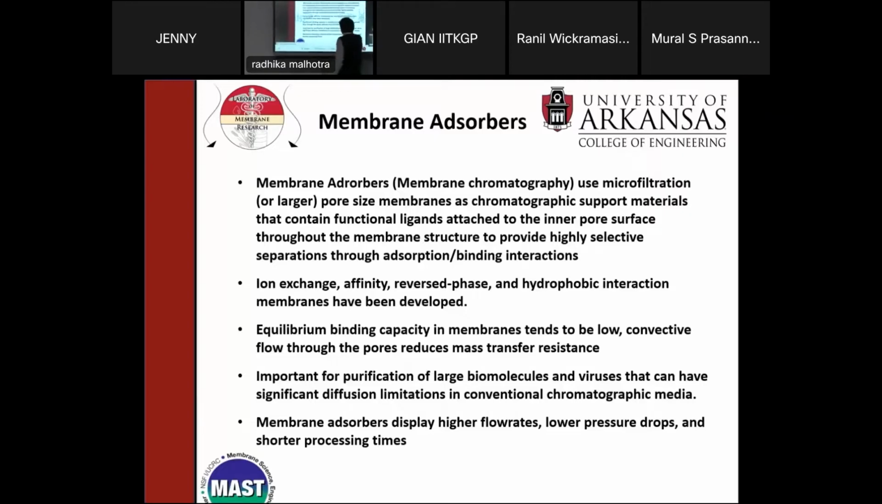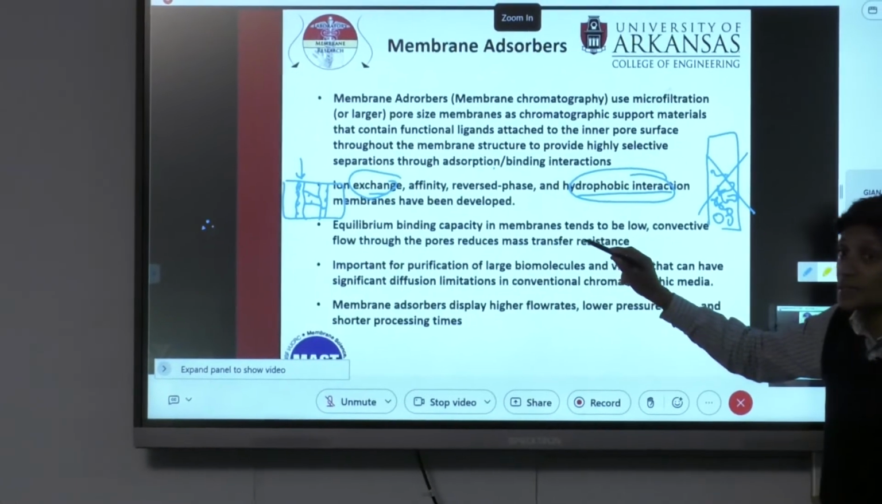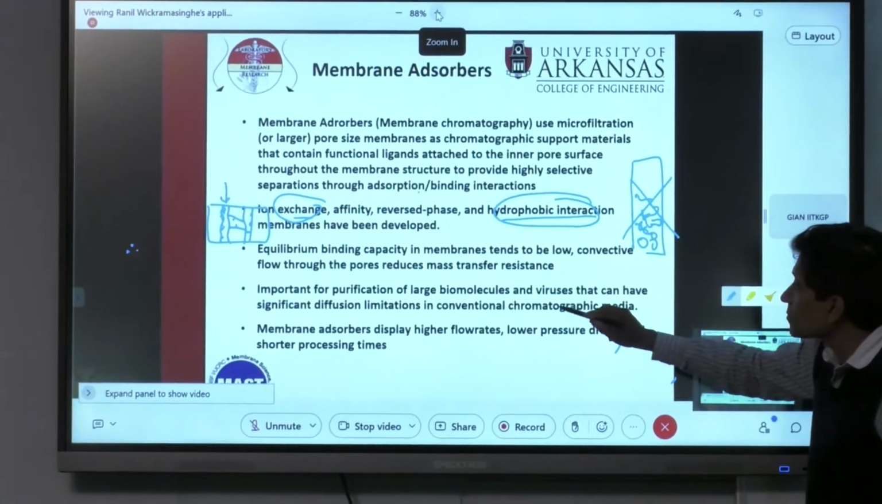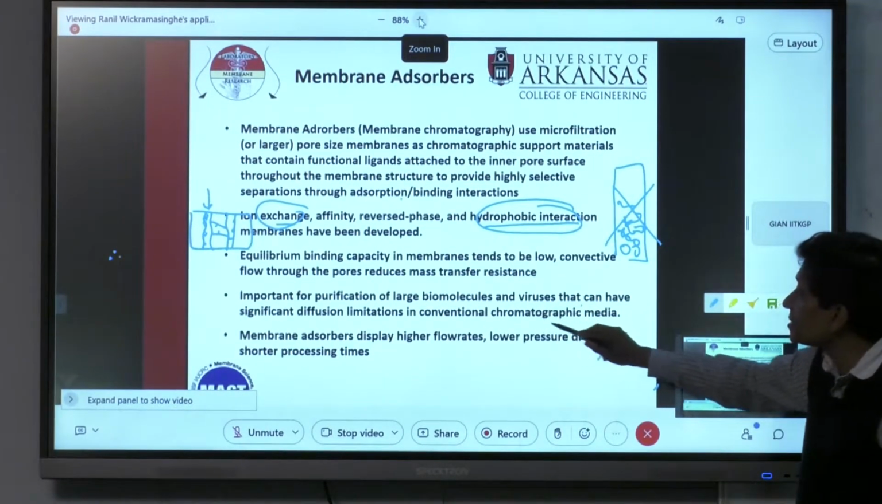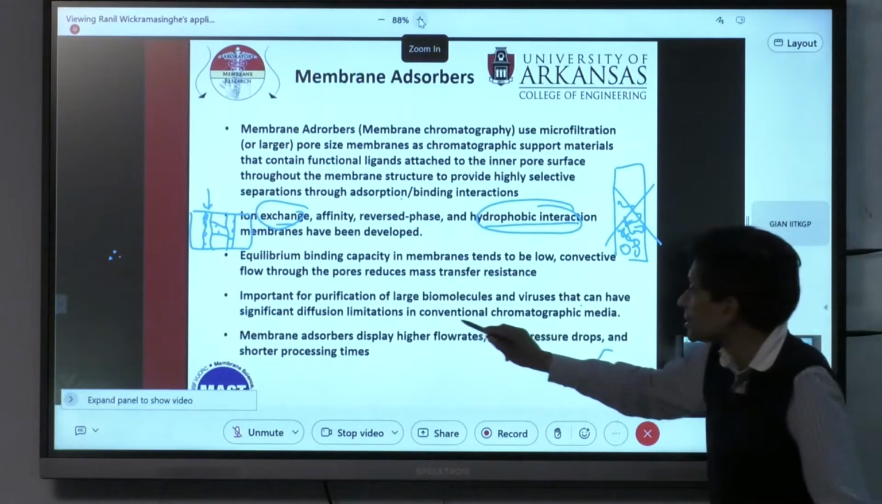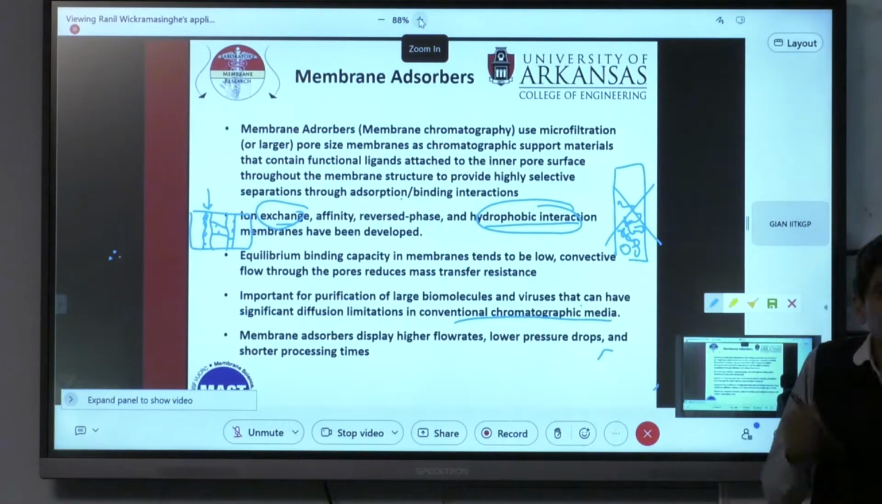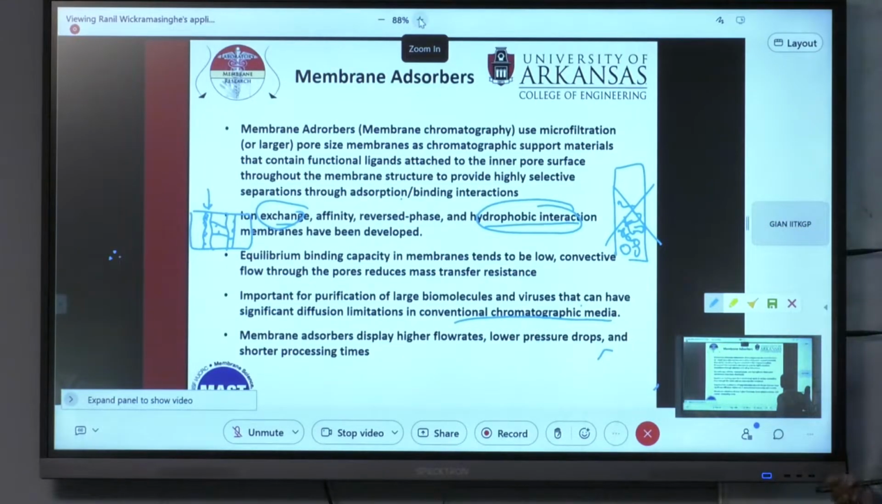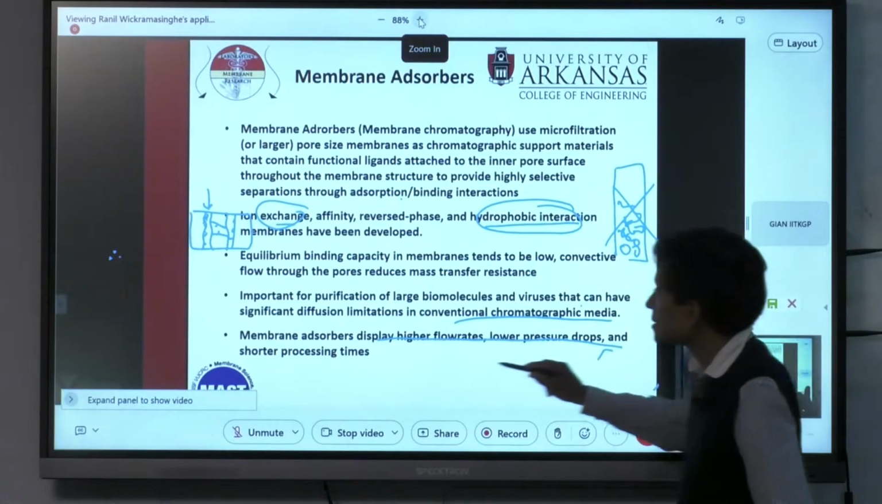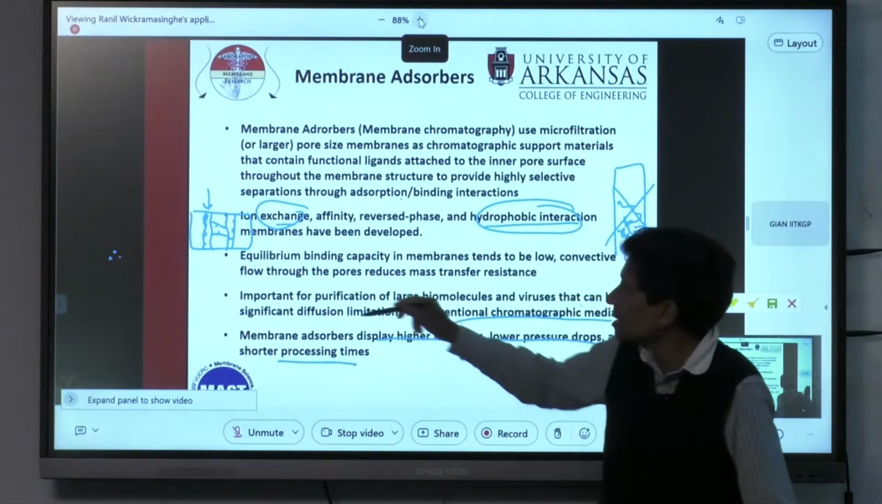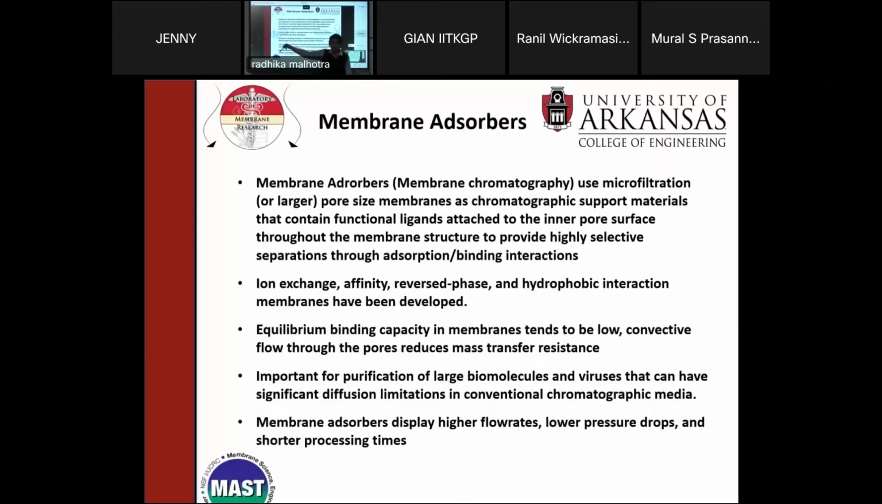I would point out a lot of research we do these days has increased the capacity of these membranes. Important for purification of large biomolecules and viruses that can have significant diffusion limitations in conventional chromatographic media, okay? And these diffusion limitations mean you don't get a very effective separation. Membrane adsorbers, this is what's important. They display high flow rates, low pressure drop, and shorter processing times. Well, since I'm pumping through the membrane pores, there's basically no pore diffusional resistance. We have convective flow through the pores, okay?